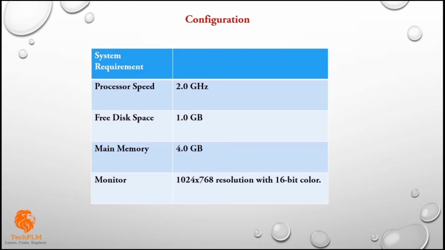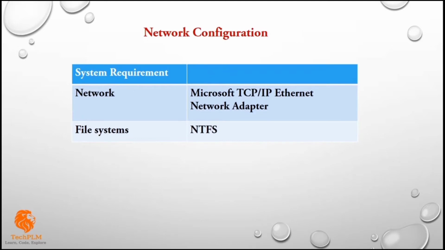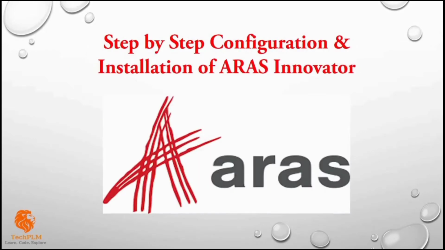Let's see what network configuration is required for ARAS. So here you require a Microsoft TCP/IP Ethernet network adapter, and the file system required for network configuration is the NTFS file system. After knowing the prerequisites of ARAS, let's see the step-by-step configuration and installation of ARAS Innovator.